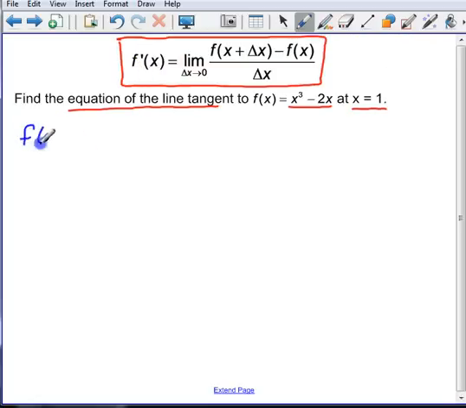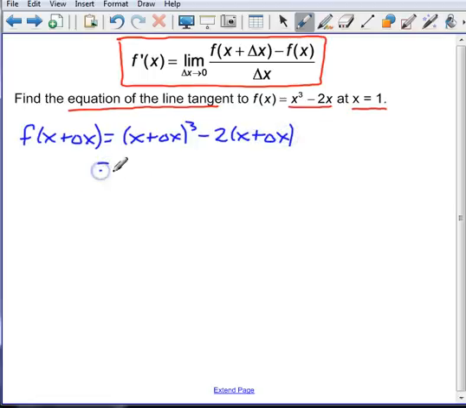I like to split things up into manageable chunks. So I'm going to figure out what f of x plus delta x is first. That's going to be x plus delta x cubed minus 2 times x plus delta x. Okay, now do you remember your Pascal's triangle?